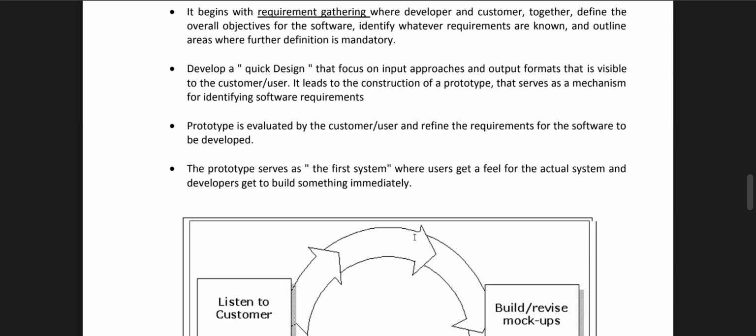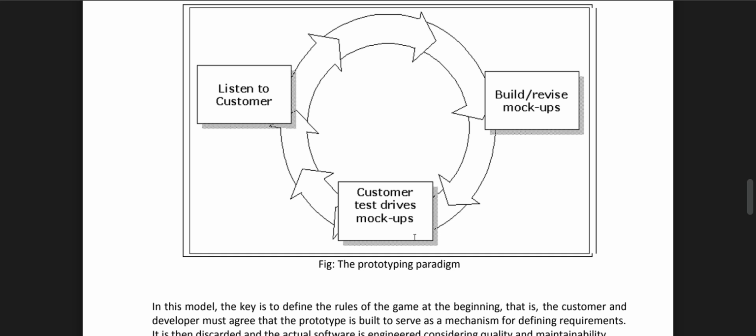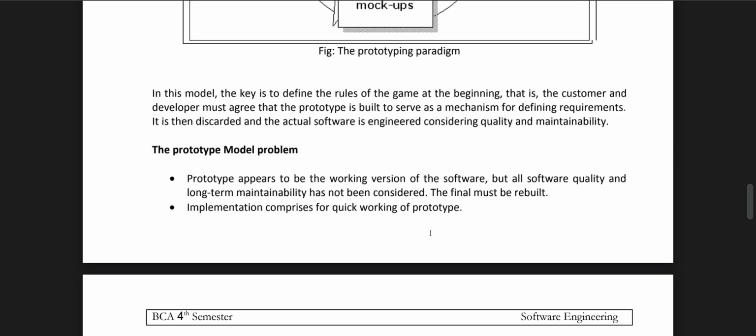The prototype is evaluated by the customer users and refines the requirements for the software to be developed. The prototype serves as the first system where the user gets a feel for the actual system and developers get to build something immediately, build a revised mockup, listen to the customer, test drive the mockup. In this model, the key point is to define the rules of the game at the beginning. That is, the customer and the developer must agree that the prototype is built as a mechanism for defining requirements, is then discarded, and the actual software is engineered considering quality and maintainability.